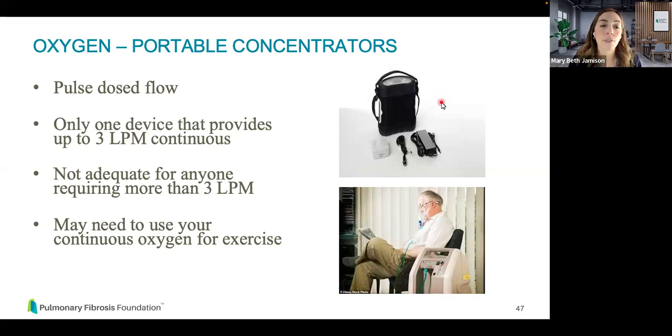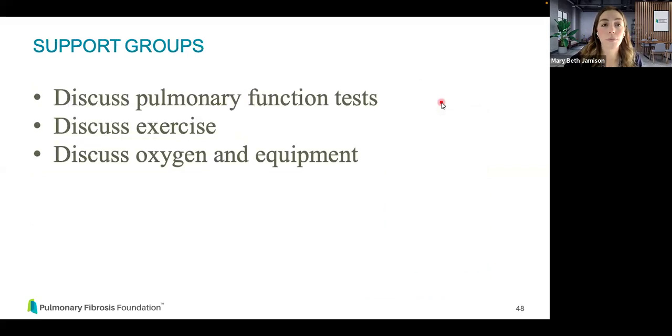There's only one device that provides up to 3 liters per minute continuous. So it's really not adequate for anyone requiring more than 3 liters. So maybe it might be adequate just walking into appointments or through the grocery store. But if you're really trying to exercise, you might need to use that big continuous oxygen for your exercise. And you can get oxygen if you're needing it for exercise. So you can get it if you might not need it again day to day, but if you need it for more strenuous activity, we can still get that approved.